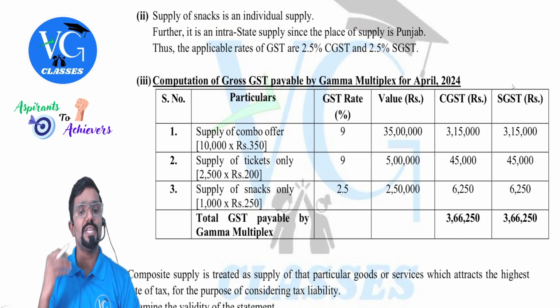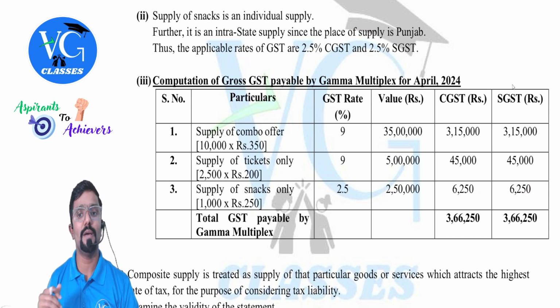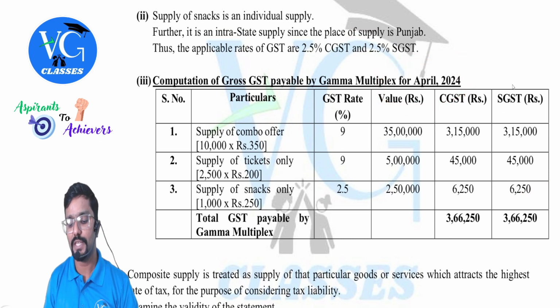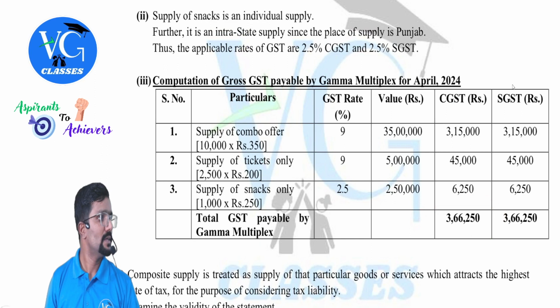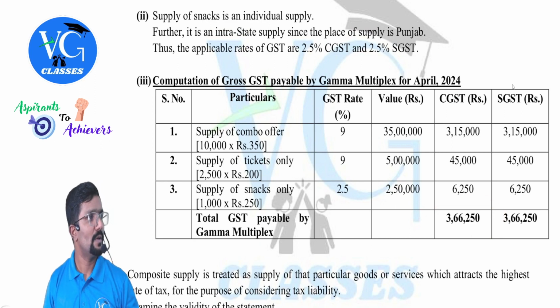So what is the total GST to be paid by Gamma Multiplex in the month of April, guys? CGST 3,66,250. SGST also the same amount.